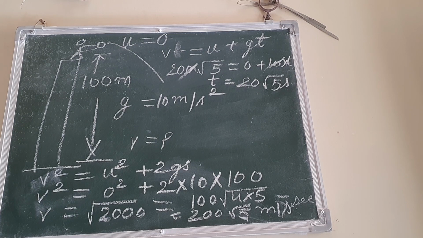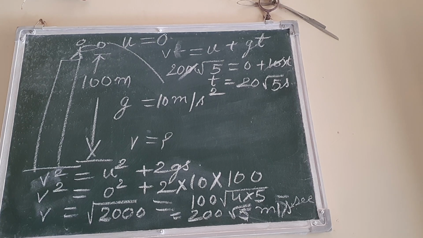Distance, that is 100. So we are applying the third equation of motion. v square is equal to u square plus 2gs. So v square is equal to 0 square plus 2 into 10 into 100. So it is 2000, root of 2000. So it is coming out to be 200 root 5 meter per second. So this is our final velocity.